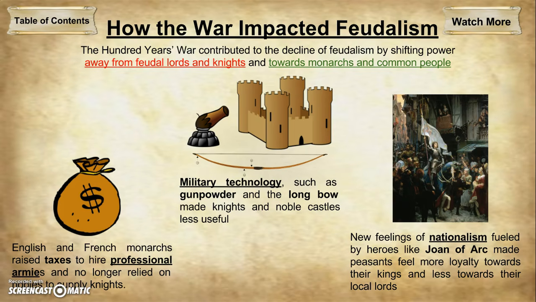People who before didn't consider themselves French, they had more loyalty to their local lord, then said, wait a second, I'm French, you're French, because we hate those English for burning our hero. So this rise in nationalism shifted power away from local lords and increased the importance of monarchs. So there you have it, how the 100 Years' War affected the decline of feudalism.